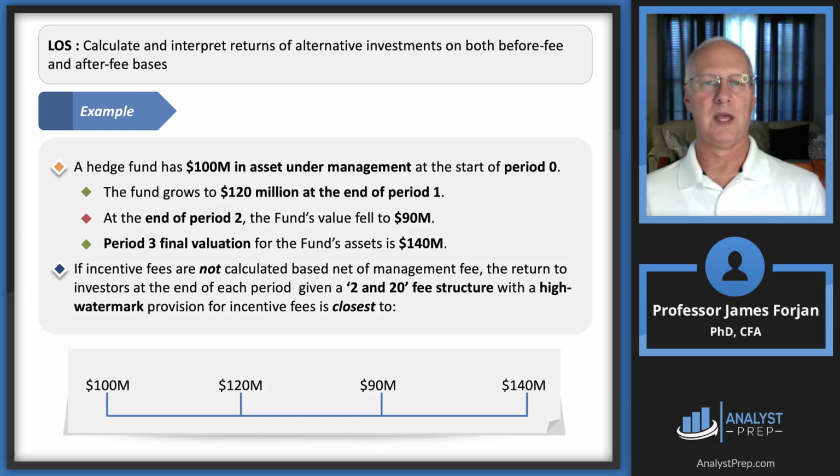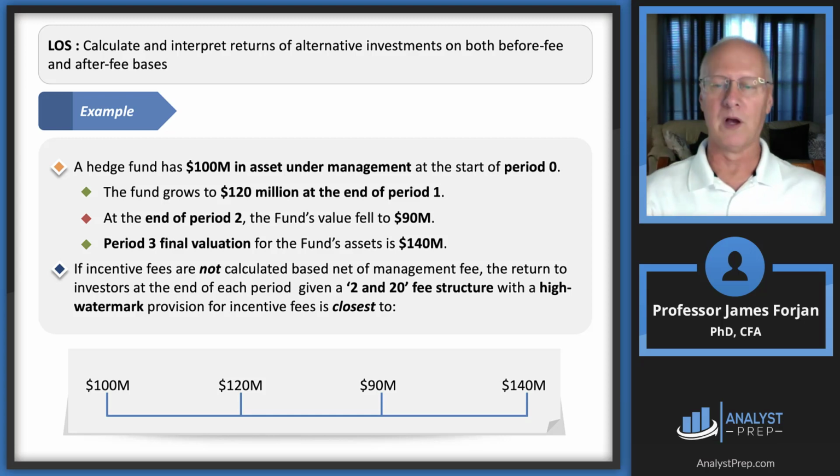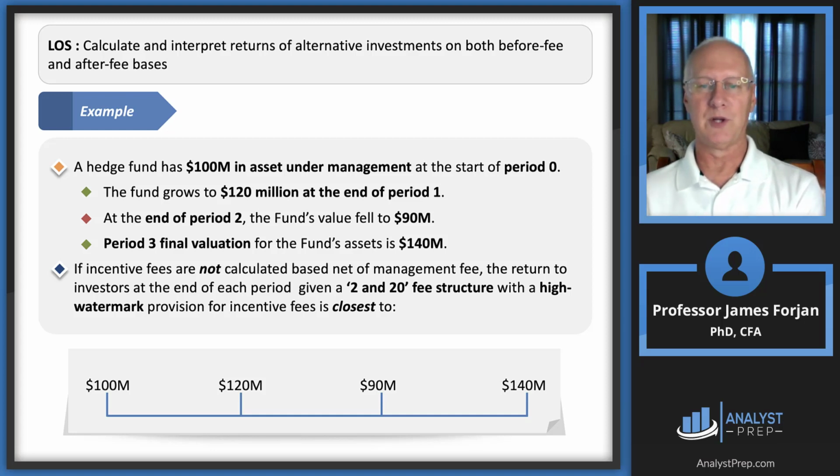100 million in AUM today. Fund grows to 120. So that's a good thing, right? And then it falls to 90. So that's not a good thing. And then it rises up to 140. So here we have 3 periods. And so the question then becomes, what's our return? And so even without a calculator, you should think to yourself, okay, we start with 100, we end with 140 at the end of 3 years. So there's a 40% holding period return. Now, of course, that holding period is 3 years.